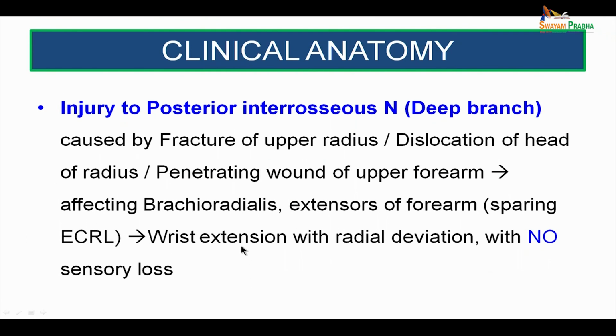Now, coming on to the posterior interosseous nerve or the deep branch of the radial nerve, which might be injured due to various conditions like fracture of upper radius, dislocation of the head of the radius, penetrating wound of the upper forearm. All this can affect the extensors of the forearm, and note there may be sparing of the extensor carpi radialis longus because the supply happens at a higher level before the nerve enters the forearm, leading on to a loss of wrist extension with radial deviation, and there is absolutely no sensory loss.